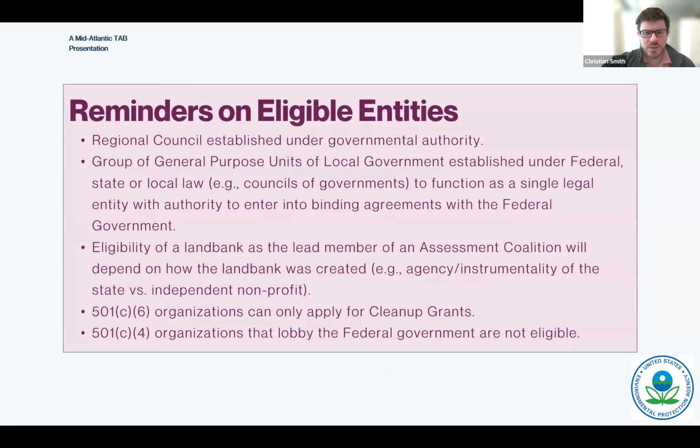So again, eligibility reminders: regional councils are established under government authorities. General purpose units of government are also established under federal and state and local law, and they function as a single legal entity. So they're eligible for our grants. Land banks are also eligible in certain circumstances as lead members for assessment coalitions, but it depends upon how the land bank was created. So please reach out to your project officer. This is doable, but reach out beforehand so we can just make sure we get everything straightened out for you.